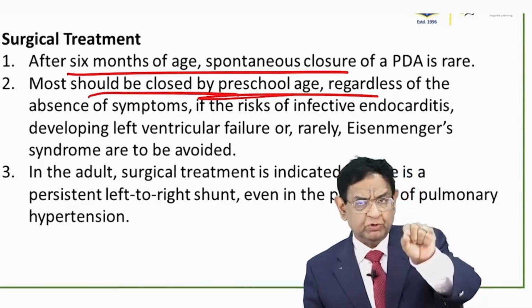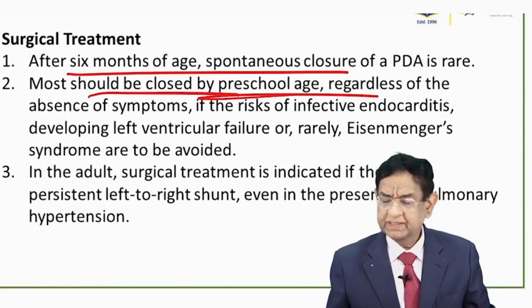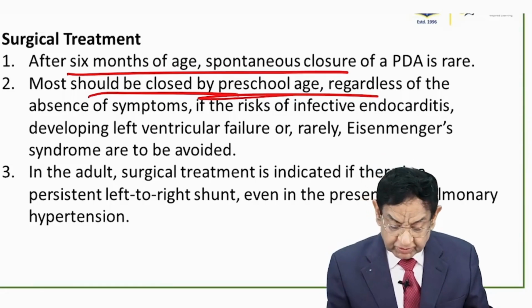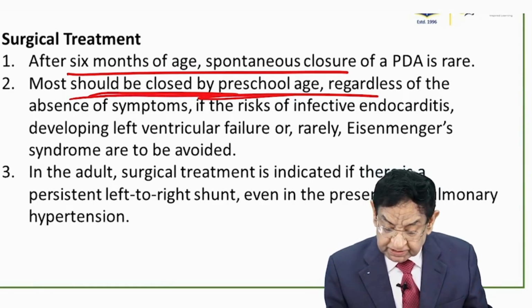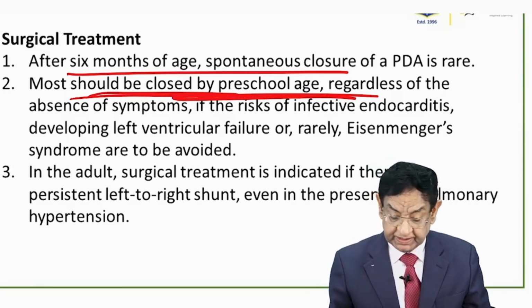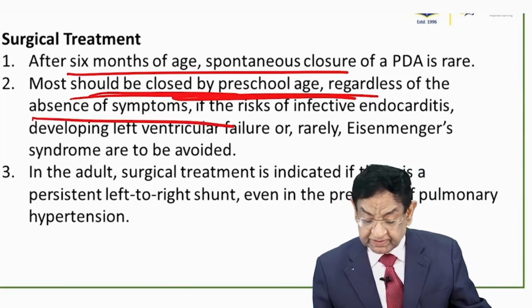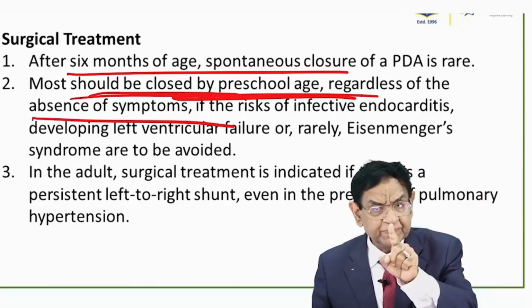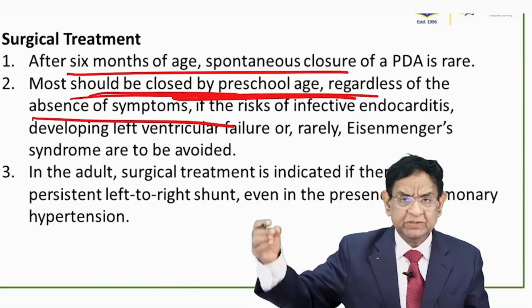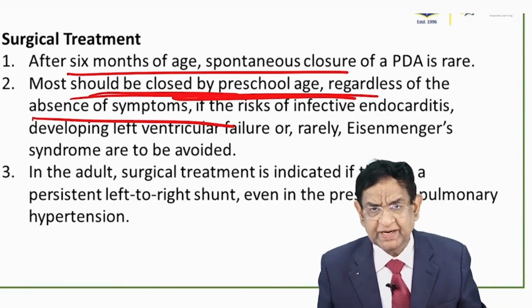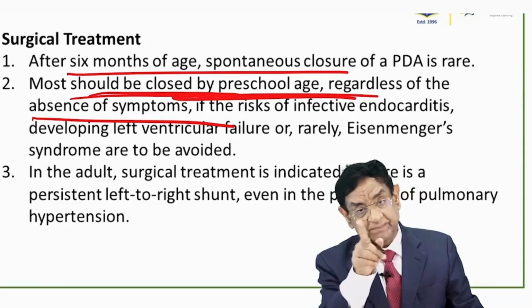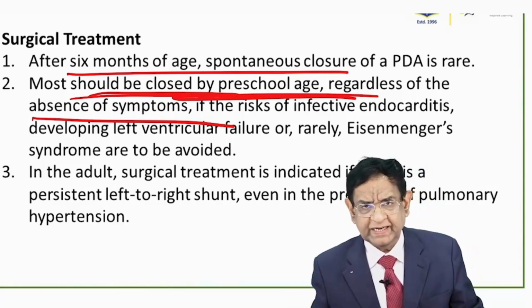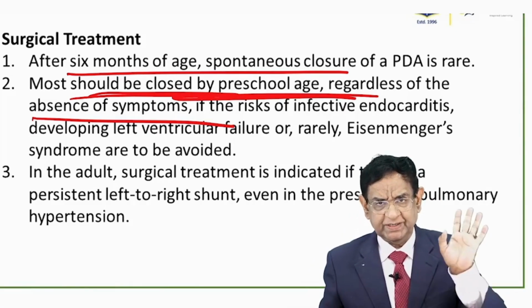Up to 6 months, if it has to close by natural way, it will close, but after that if it does not close, then it's better to get it operated in the preschool age, regardless of whether symptoms are there or not. Same to avoid endocarditis, to avoid ventricular heart failure, and to avoid PH. Same like VSD, we want to close it. We don't want any complication.